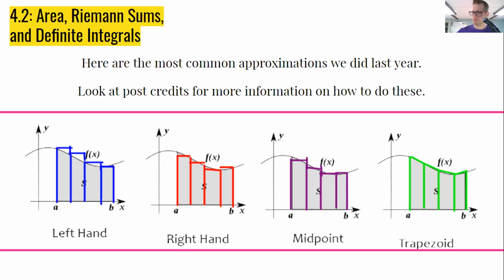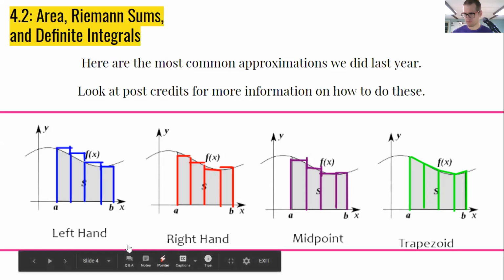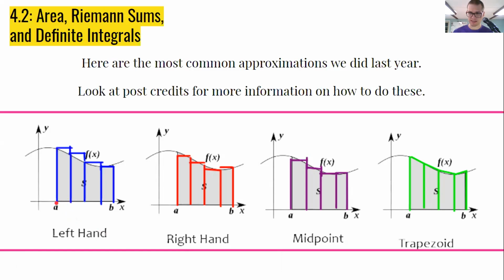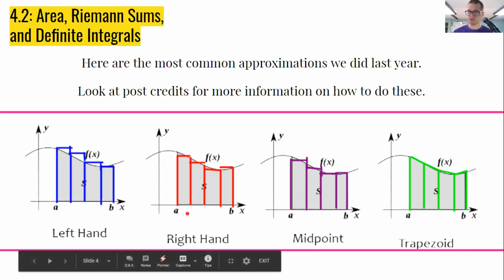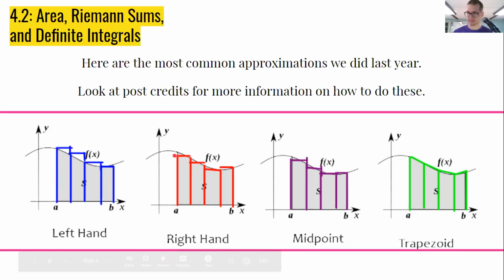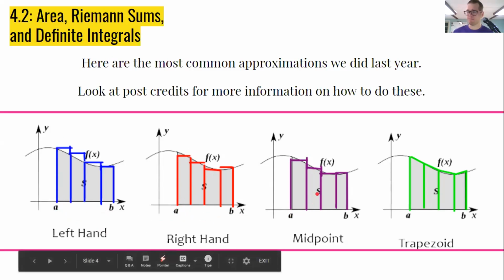So for the left hand, what we do is we take the left endpoint of each of these subintervals. So look at this subinterval right here. We take this value, because it's on the left, and use that to make the height of the rectangle. This, we use the right endpoint. A midpoint, you don't take the left or the right, you go right in the middle and draw the rectangle from that spot. Trapezoid, both sides connect, both sides connect, both sides connect.